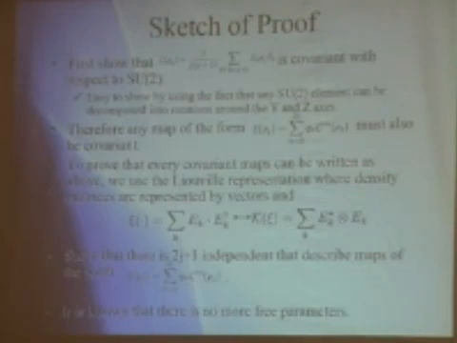Okay, so how do you prove this? Technically, a map that has the form that I just gave, if it can be written as a polynomial of the map zeta, then it must be covariant. Why? Because the map zeta is covariant, and you can show that by direct calculations.